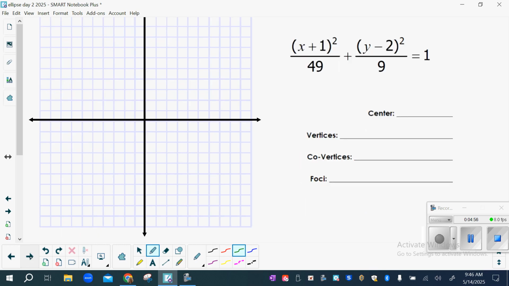Okay. How about this one? I'd like you to try this one all on your own, but stop when you get to the foci, because it's going to be a little messy. We're going to talk about it.